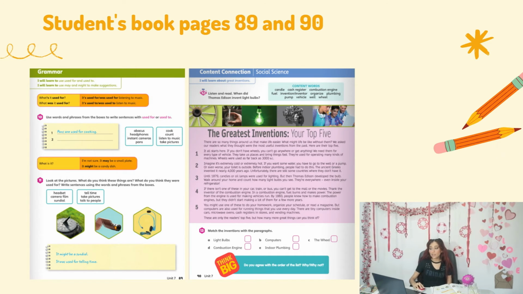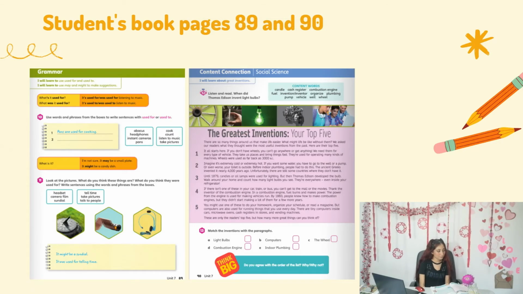So, activity 12 says, listen and read, when did Thomas Edison invent light bulbs? And you have the content words in here if you want to understand the listening better. You might find the words on the internet, or I would prefer you to use a dictionary. So this is called the greatest invention, your top 5, okay? So let's check this out because we have some activities later, okay? So let's listen to this and let's do it.